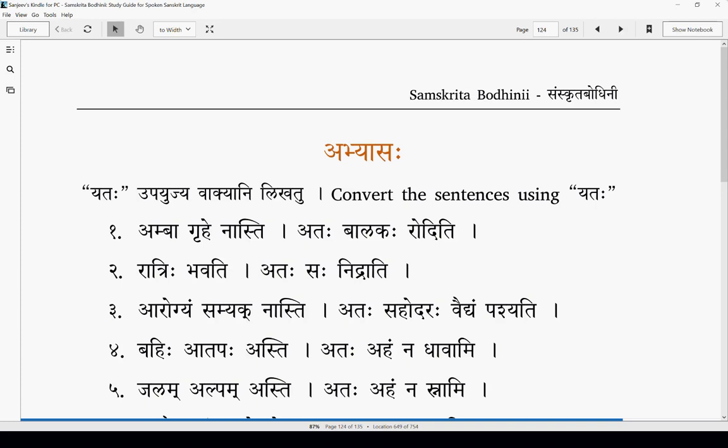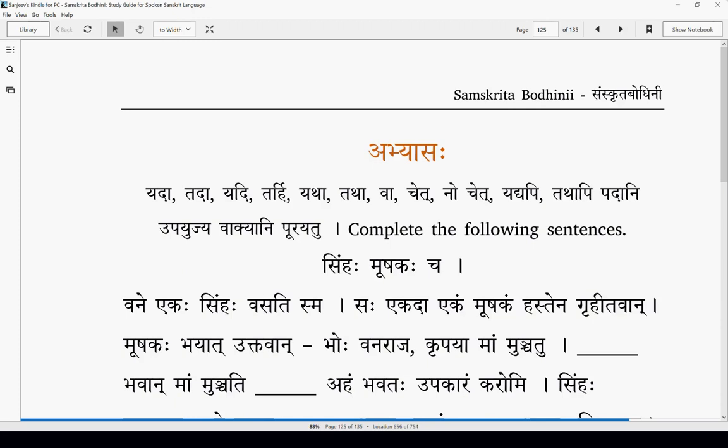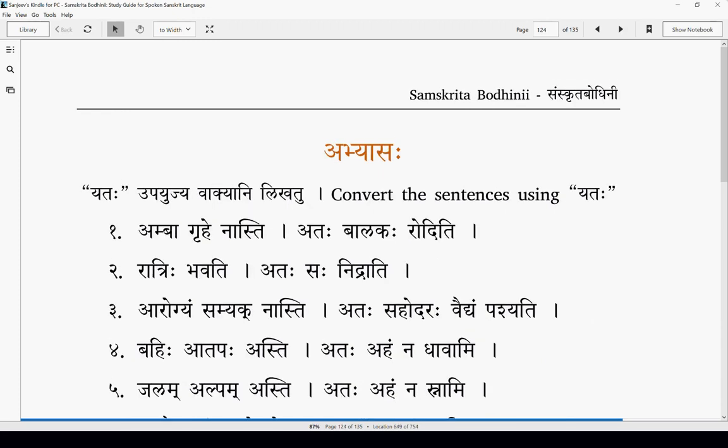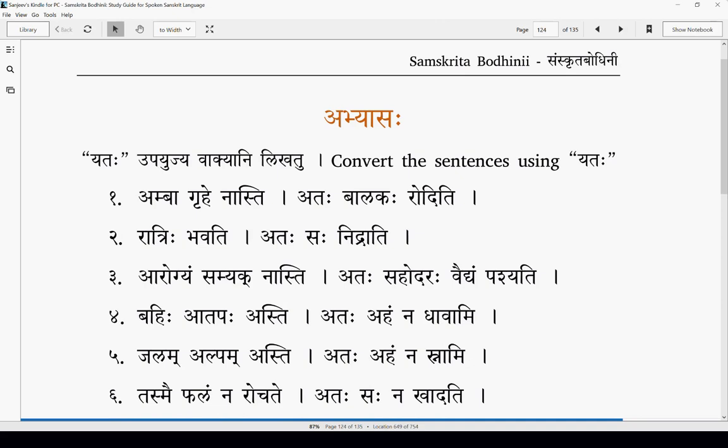So the next one is Yataha. Here there are some sentences using Ataha, and you have to just change them using Yataha. What is the example here? First one: Amba gruhe nasti ataha balaka roditi. So balaka roditi, we put first: balaka roditi yataha amba gruhe nasti.